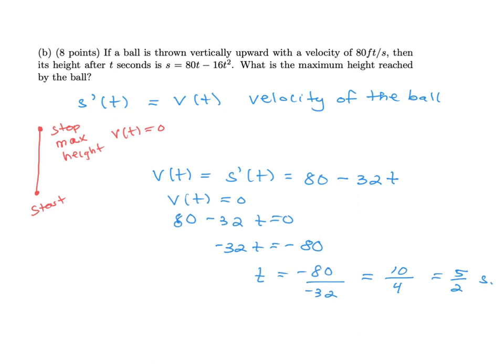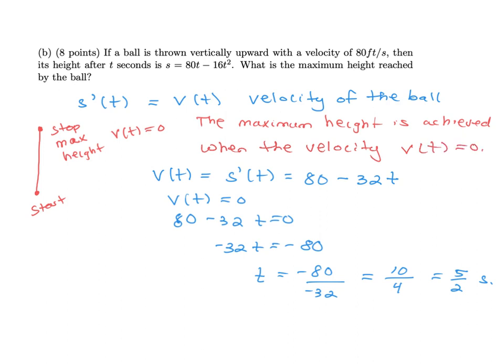So to reiterate, the maximum height is achieved when the velocity v of t is equal to 0. And this happens at 5 halves seconds. Now, what is the maximum height? We now take this time, 5 halves, and we put it into the function s of t. And when we evaluate this, we'll have some distance in feet, which is the max height.